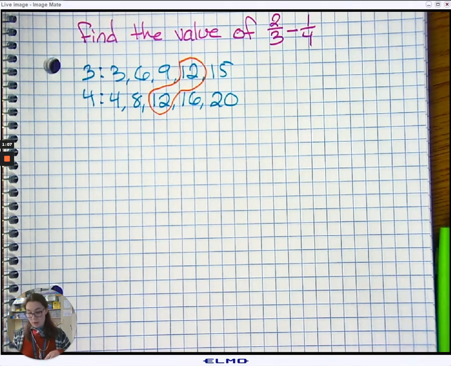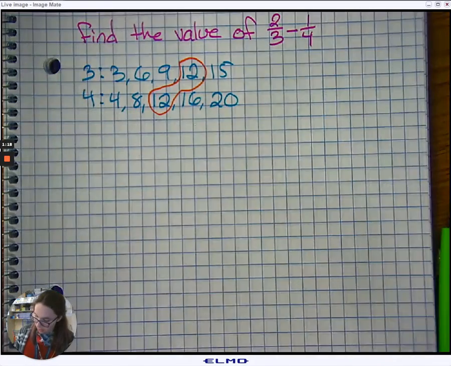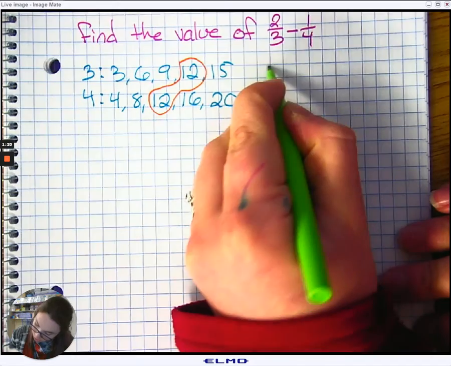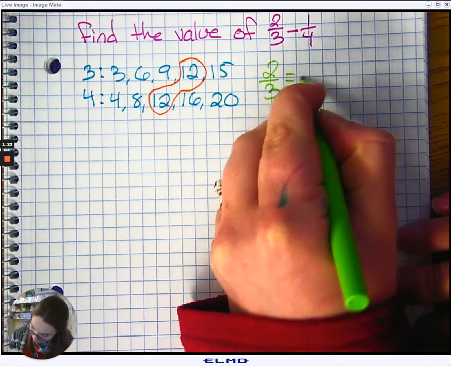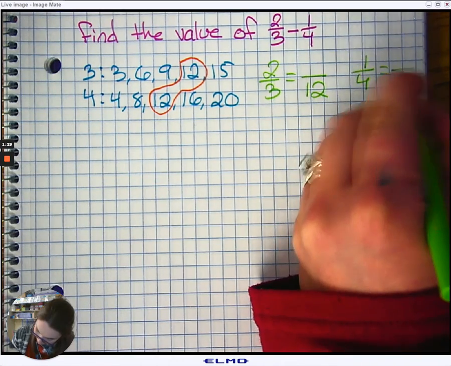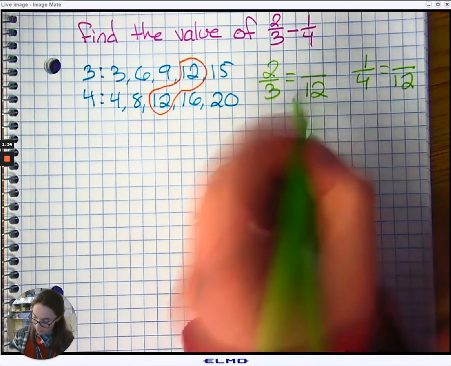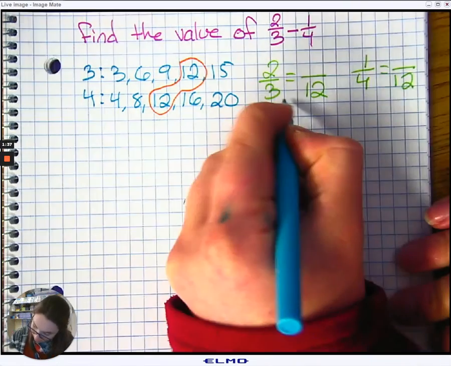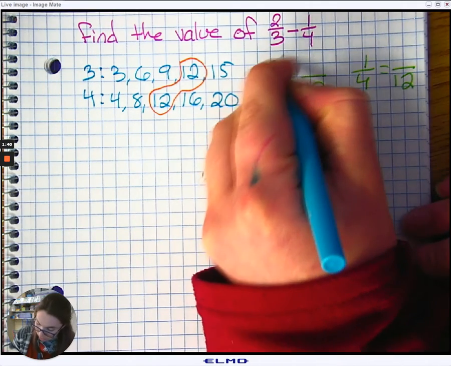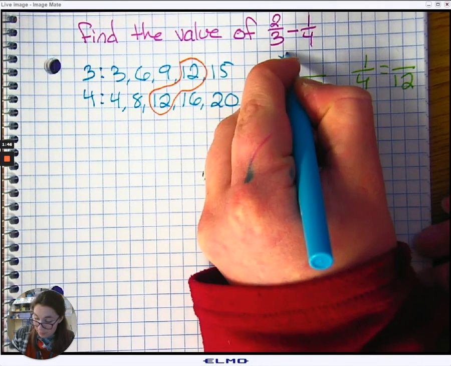Unfortunately, one of our denominators did not conveniently go into another one, so we do have to change both fractions this time. So 2/3, I'll do this one in green. 2/3 equals how many twelfths? And 1/4 equals how many twelfths? Well, to go from 3 to 12, I multiply by 4. What I did at the bottom, I have to do to the top, times 4.